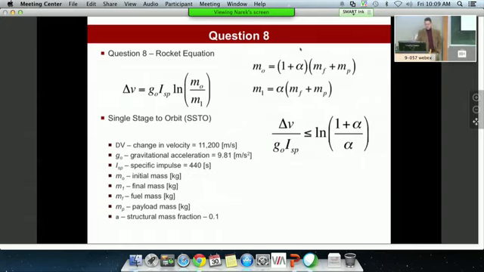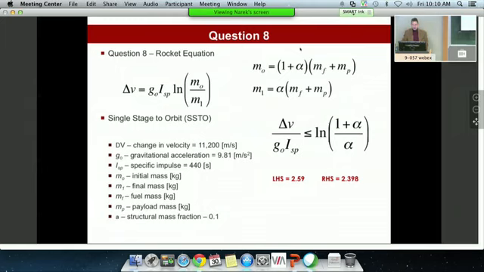So delta V over g Isp. And then basically the right side has to be larger than that. So this is essentially your 1 plus alpha divided by alpha, because the MF plus MP term falls out if you formulate it that way. So you can just plug in the numbers that were given in the problem, and you can see that the left-hand side does not match the right-hand side, right?